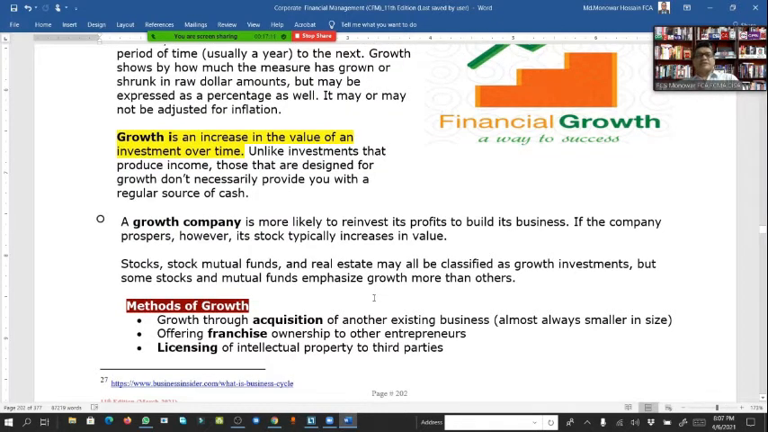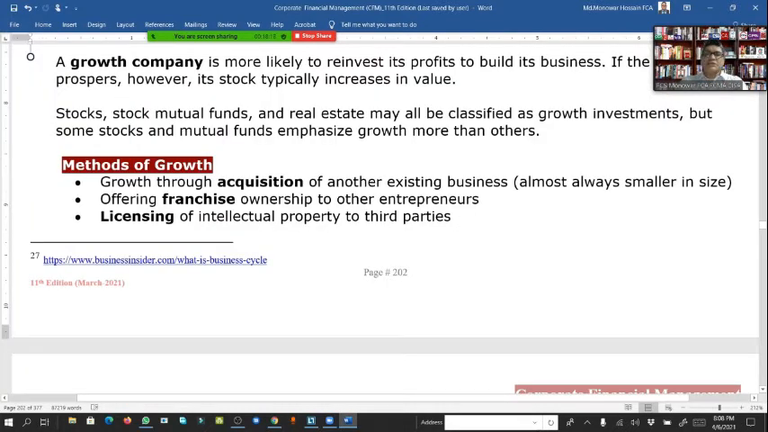A growth company is most likely to reinvest its profit to build its business. For example, if a company does not pay dividends and reinvests that amount, the value of the company would increase. So here also growth increases. If the company prospers, the stock typically increases in value. Sometimes shares or stock, mutual funds and real estate may all be classified as growth investments, but some shares and mutual funds emphasize growth more than others. Though our capital market is not acting in the perfect way, we are hoping that it would become a good capital market in our country, because our regulator and our government want a good capital market. Different types of products will come into our capital market.